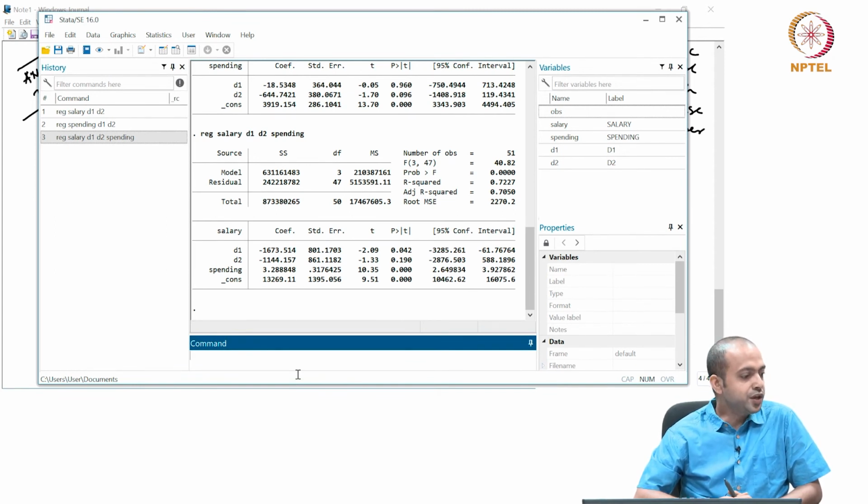So, the D1 variable which was not significant earlier, now it is significant at 5% level. D2 variable which was significant earlier, now it is insignificant. That is the thing. Okay. So, likewise, you can estimate the mean salary of the other two regions by subtracting 1673 and 1144 from the constant term.